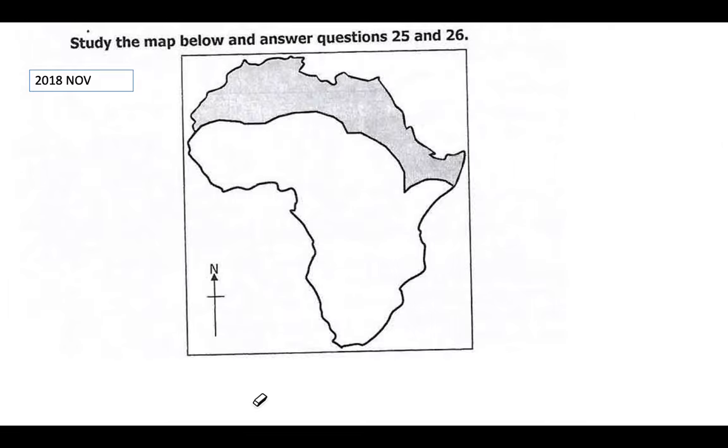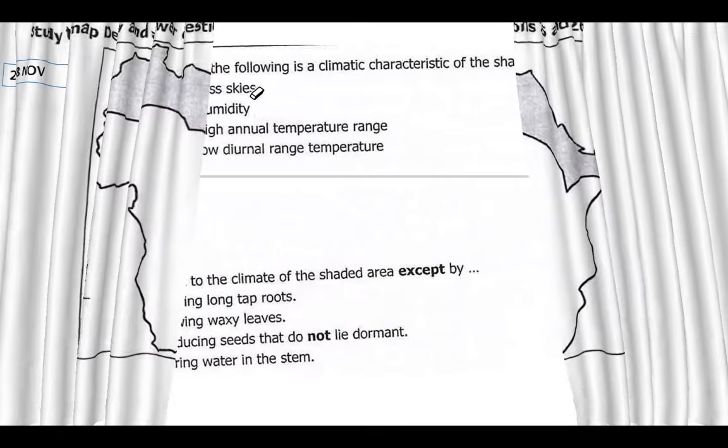And then the other question that we have is 2018 November. The examiner went on to state, study the map below and answer questions 25 and 26. So this is one of the maps that we are given. Now, what is this region? If you review back, this region is a particular part of a desert. And from there, they can ask you questions.